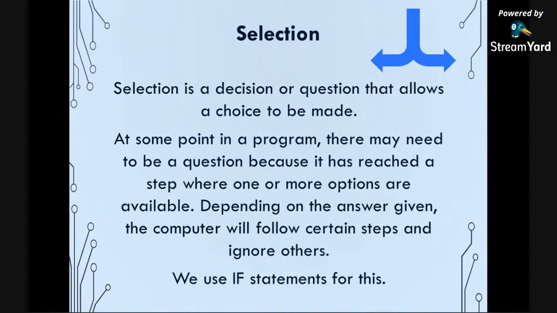Selection is a decision or a question that allows a choice to be made. Sometimes in our programs we might need to ask a question because it's reached a step where one or more options are available. So depending on the answer, the computer will follow certain steps and ignore others. When we're programming, we use if statements for this.